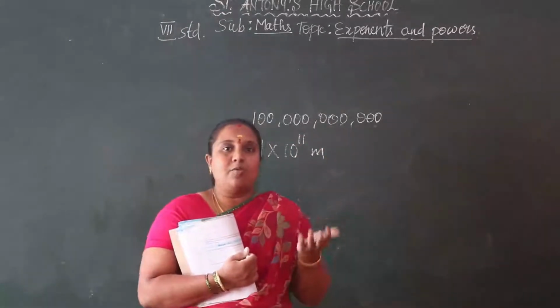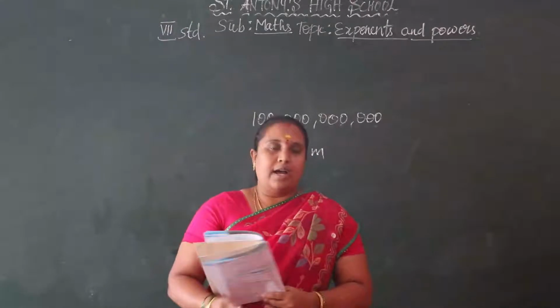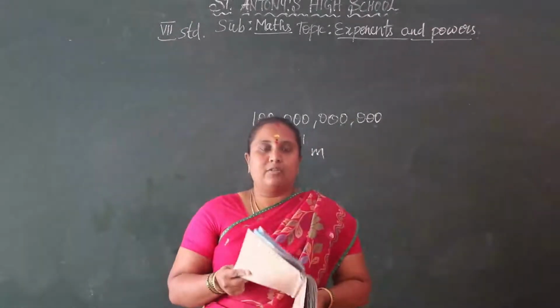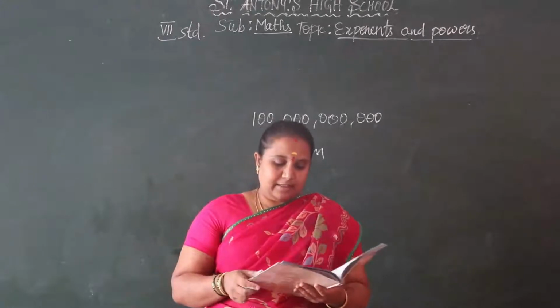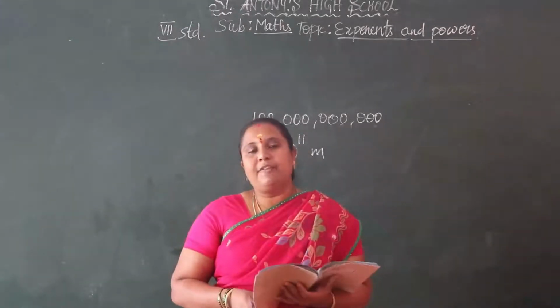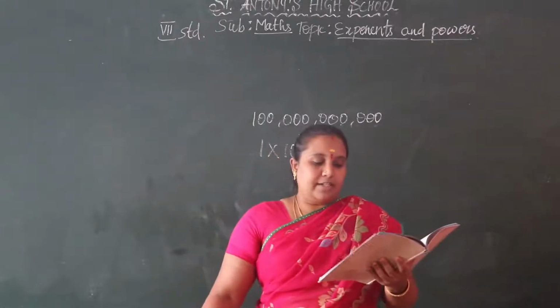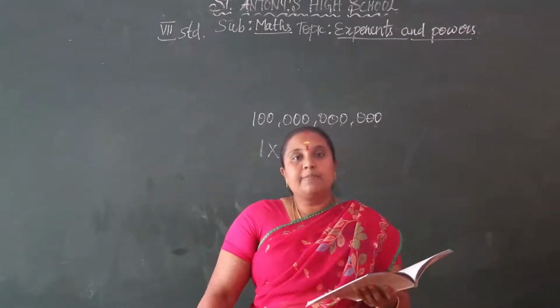Okay, we can't count, but it is an approximate value. Based on this, the mass of Earth is also there, and that also we have to write in the short form, the exponential form. These numbers are not convenient to write and read.